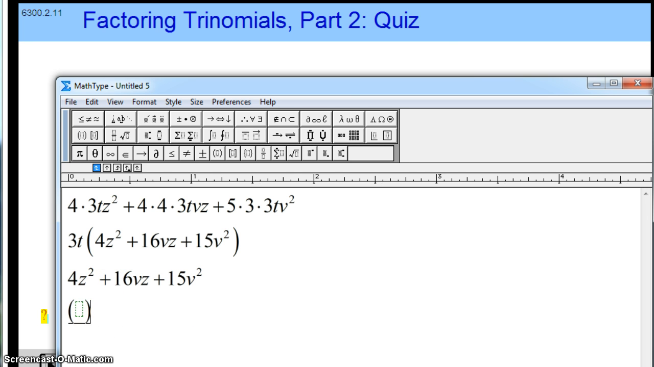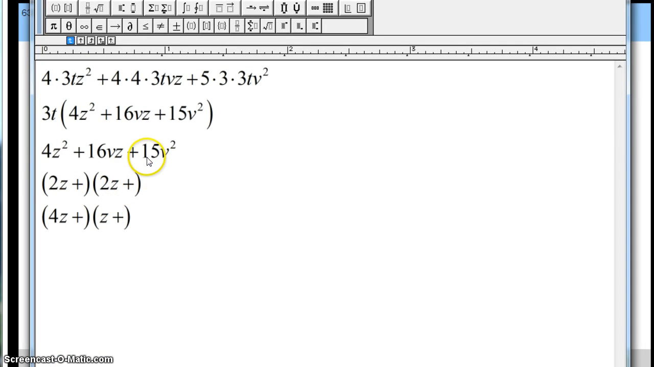So we know that it's going to look like either 2z plus, 2z plus, or it's going to look like 4z plus and then z plus. So it's going to look like one of these. And then the last terms are going to multiply to 15v, so there's going to be v's here. But we don't know exactly what they're going to be. So these are just two possible scenarios where there's 2z, 2z, or 4z, z.